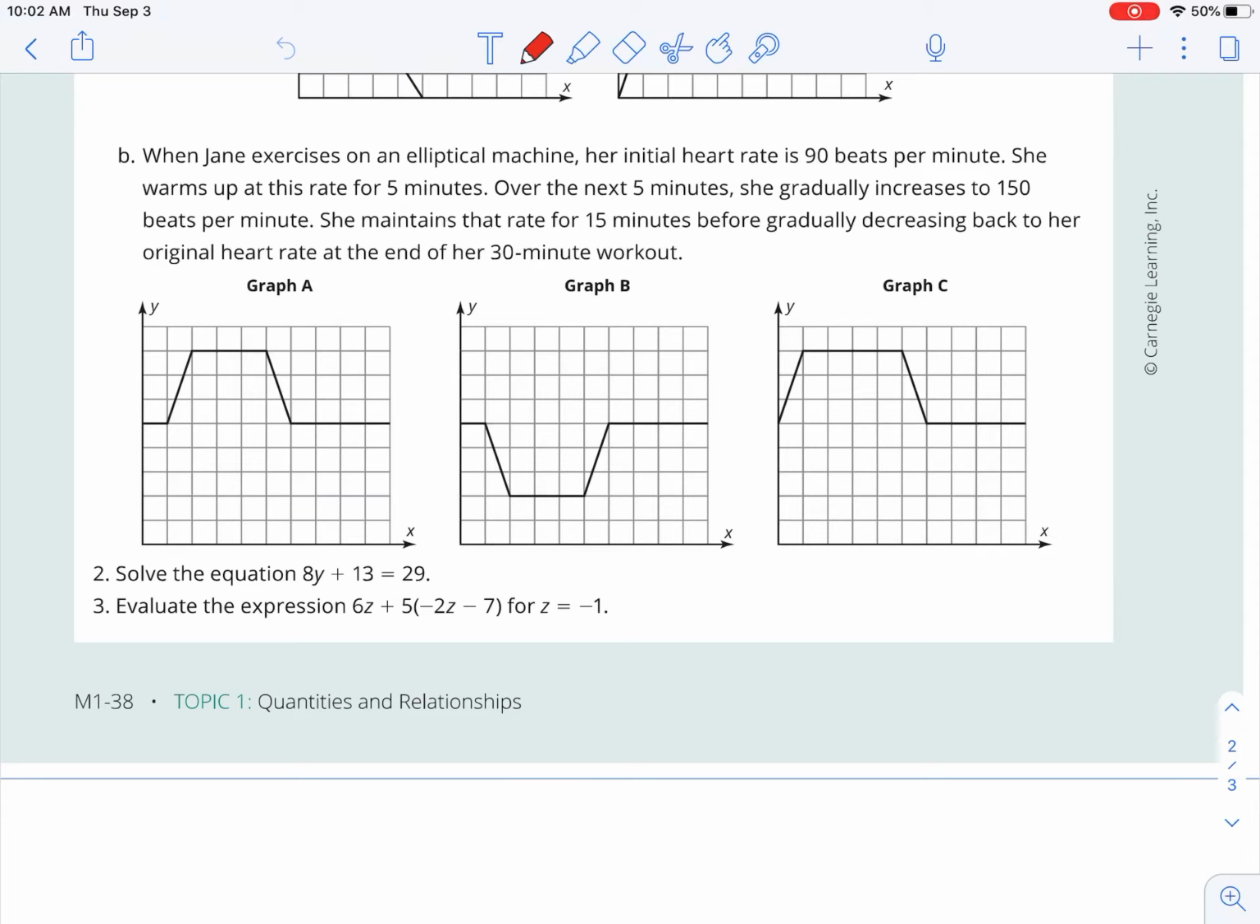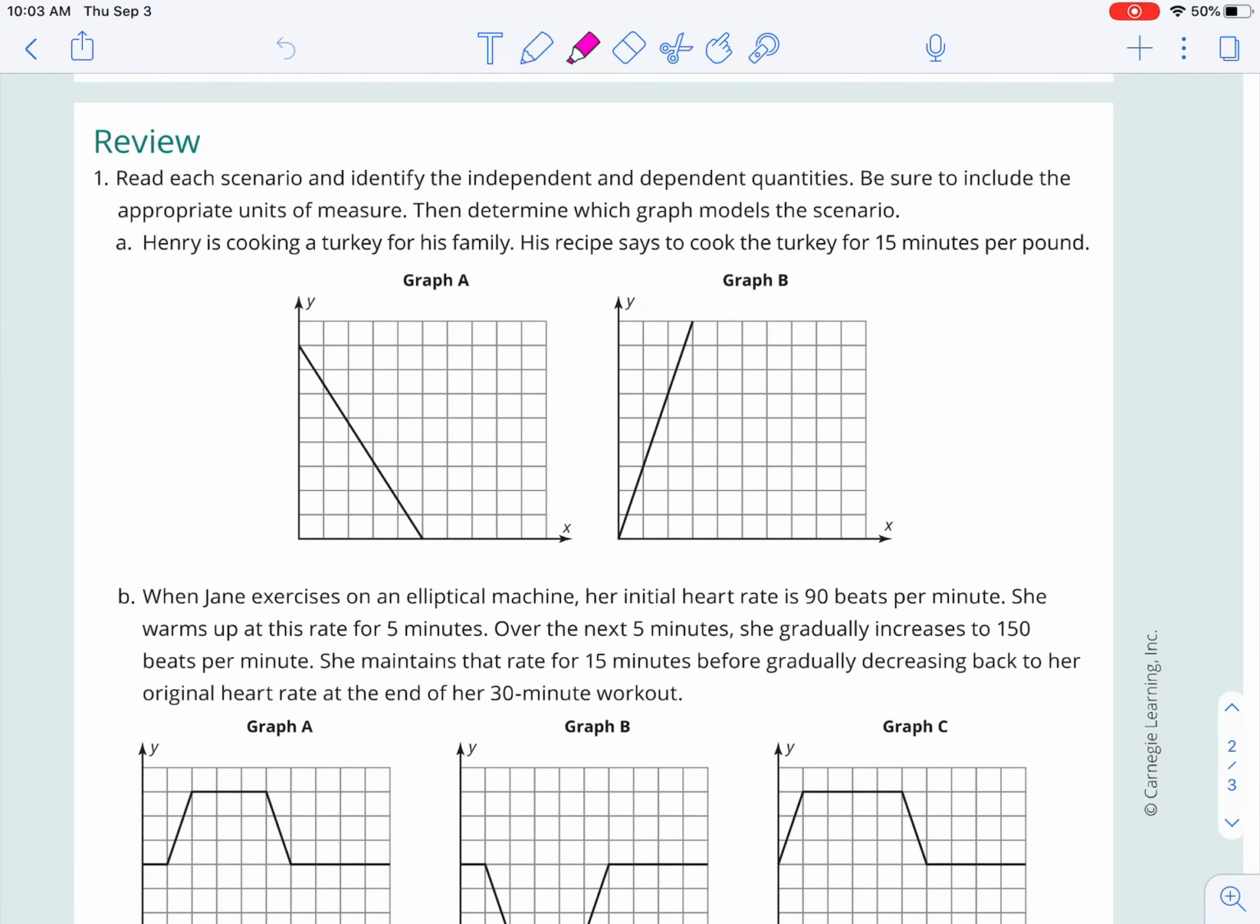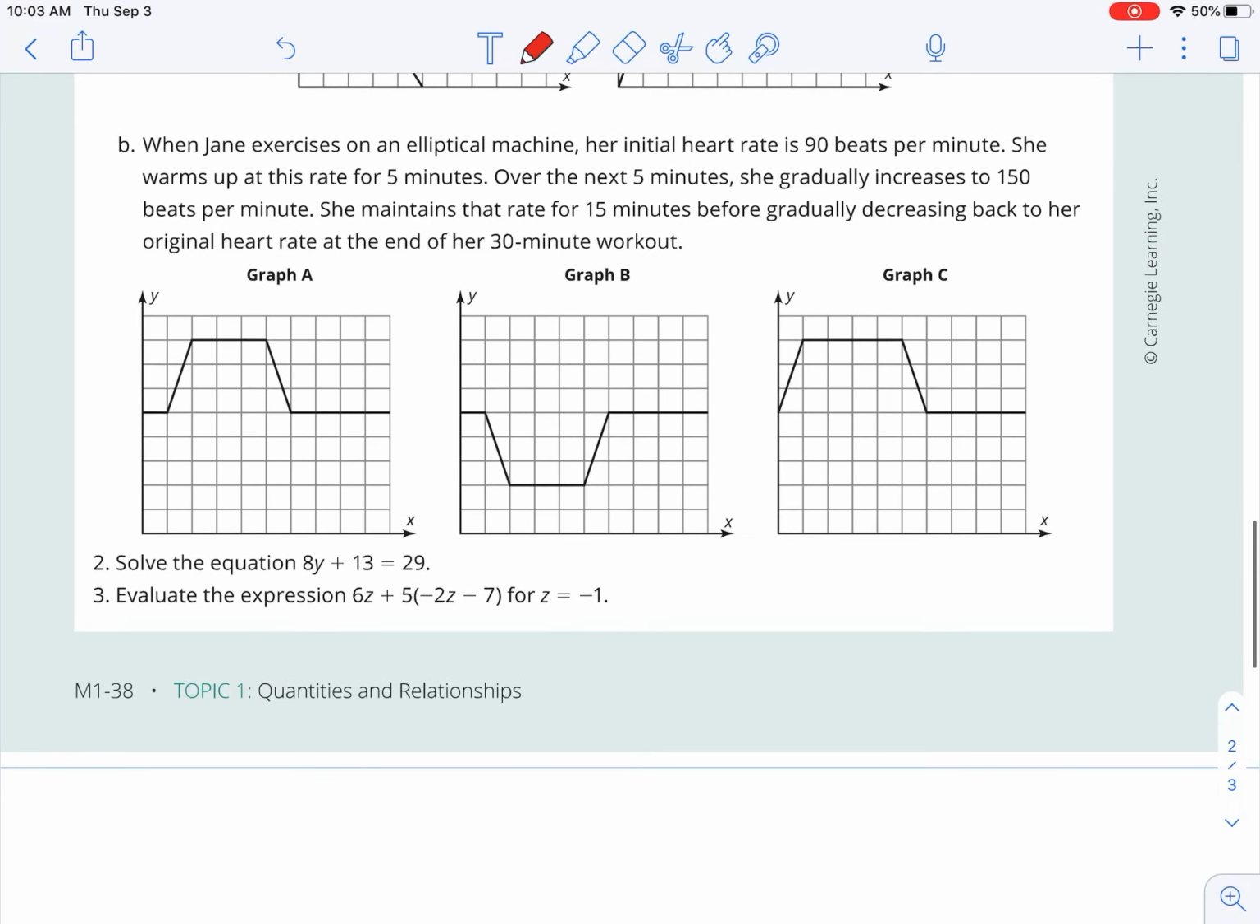When Jane exercises on an elliptical machine, her initial heart rate is 90 beats per minute. She warms up at this rate for 5 minutes. Then over the next 5 minutes, she gradually increases to 150 beats per minute. And then she maintains that rate for 15 minutes before gradually decreasing back to her original heart rate at the end of the workout. So again, what we want to do is identify the independent and dependent quantities, and then determine which graph models the scenario. So that's what we're trying to do as I was reading that.